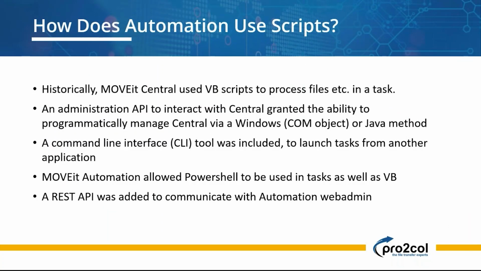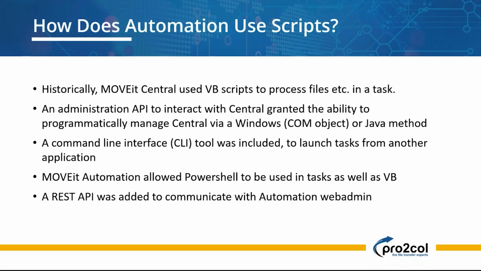So MOVEit Automation, what are the varying ways that we can interact with automation using scripts? Historically, or at least as far back as I can remember, MOVEit Central as it was then always used to come with a set of predefined VB scripts that you could put into the middle of a task to process a file after it's been downloaded. Some of these scripts you could actually run just as a standalone process without needing to involve files. And according to what license you had, you could customize them, you could make your own scripts up and roll your own VB.